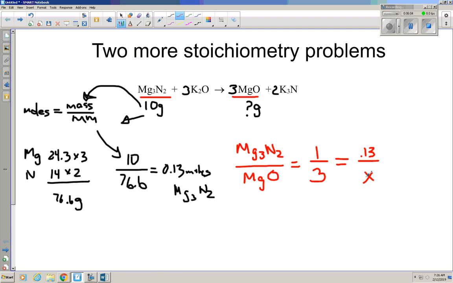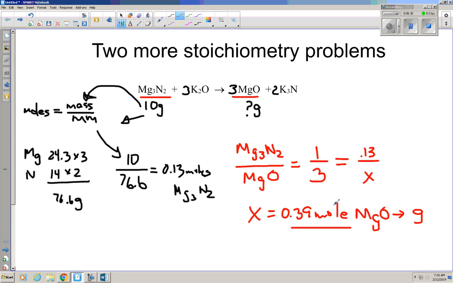1 times x equals 3 times 0.13, and that's going to give me x, the number of moles of MgO, as 3 times 0.13. Okay, so we end up with 0.39 moles of MgO. So 10 grams of this can give us 0.39 moles of MgO. Now that's not what the answer wants. The answer wants us to go to mass. So we have to take this answer and go one more step and turn it back to grams.